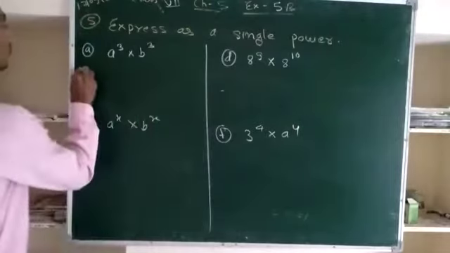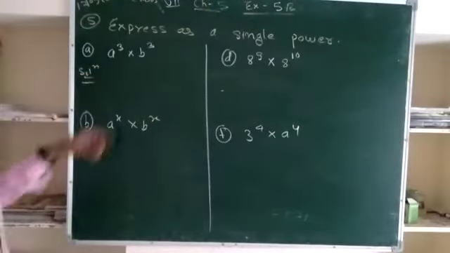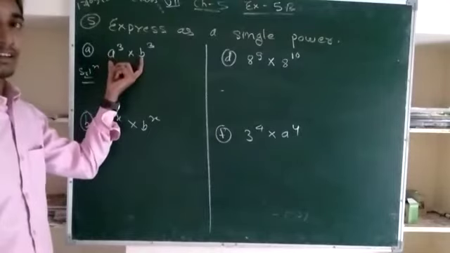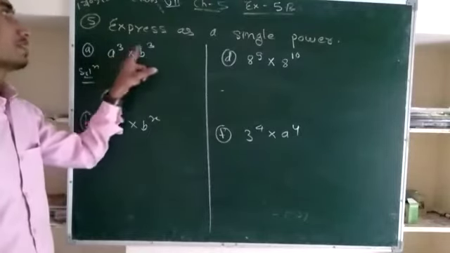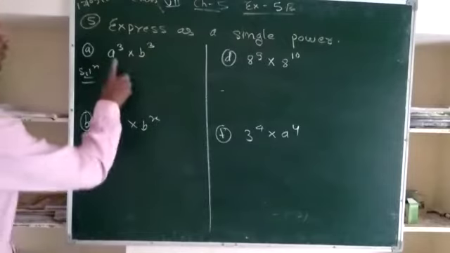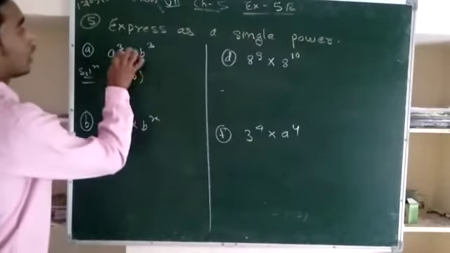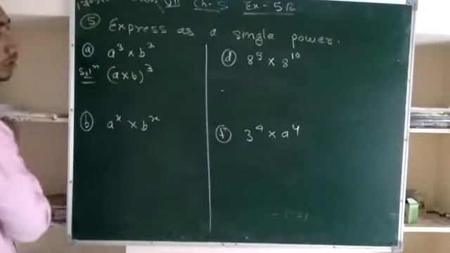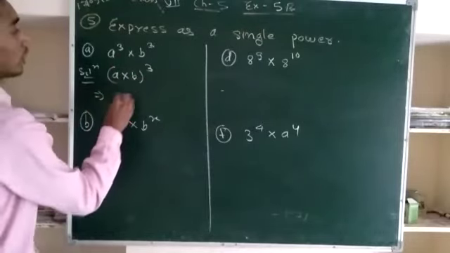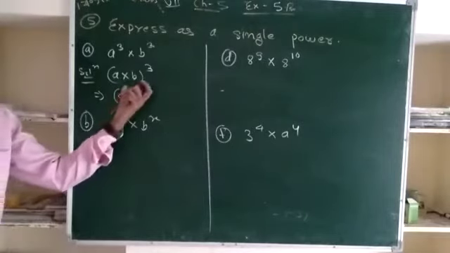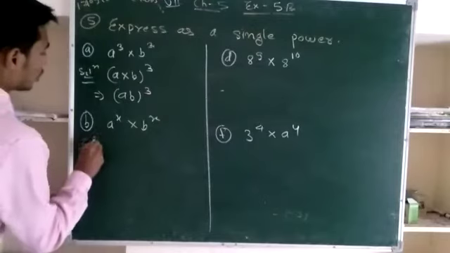How will you solve? First check what the base is. Base is a and base is b. So the base is different; when we have different bases and the same exponent, what will we do? First multiply the bases, a multiply b, and write the power. What is the power? 3. So the answer is ab raised to 3. That is the solution.